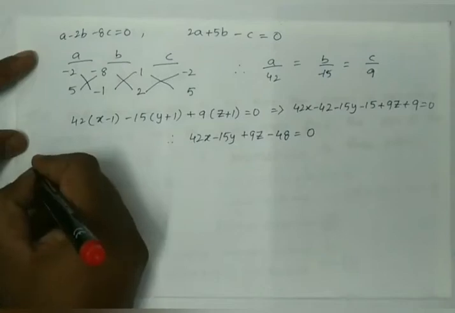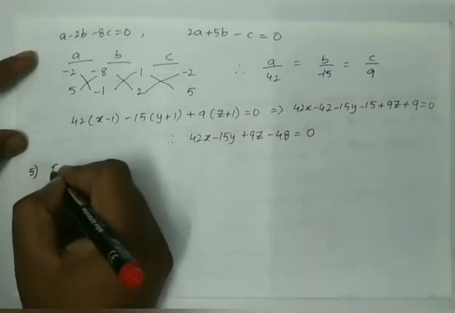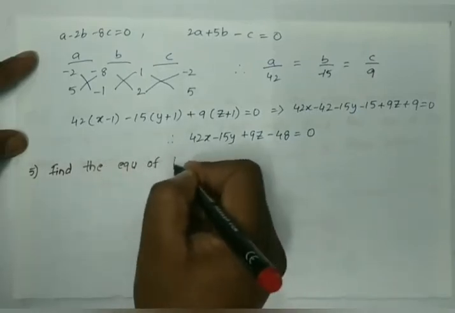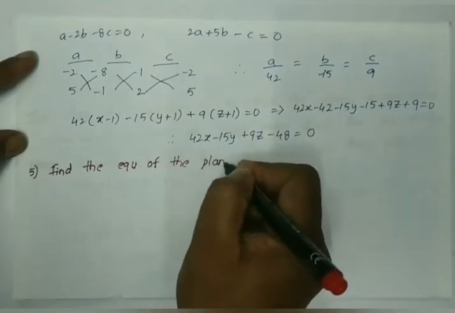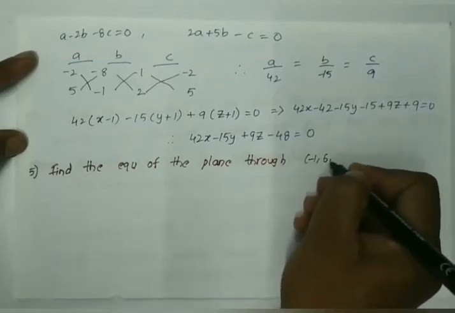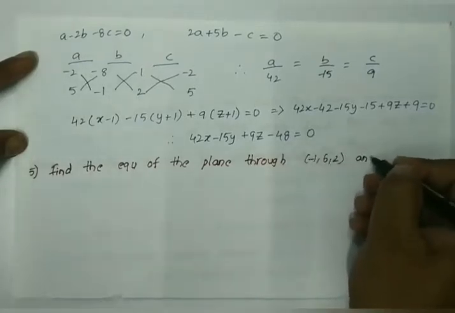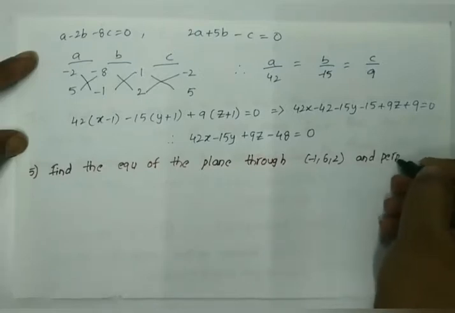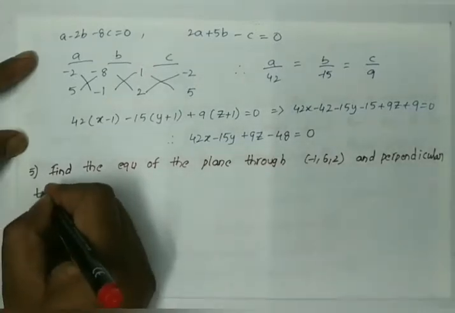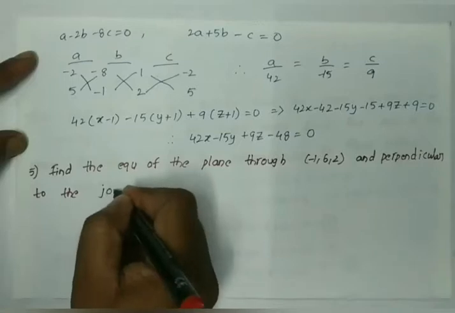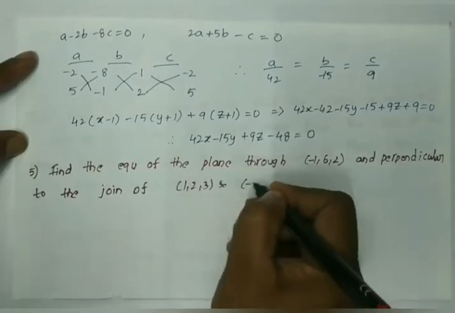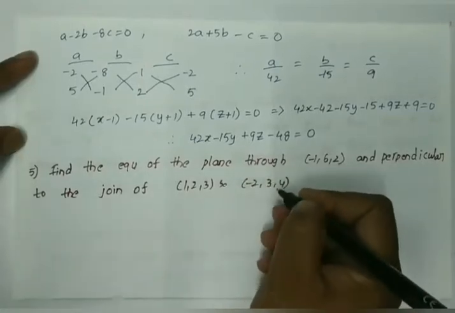Now let us discuss problem number 5. Find the equation of the plane through -1, 6, 2 and perpendicular to the join of 1, 2, 3 and -2, 3, 4.